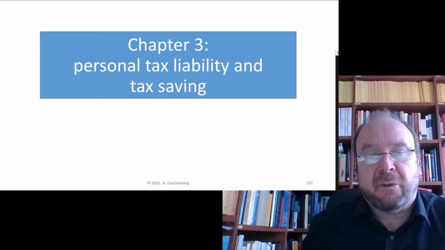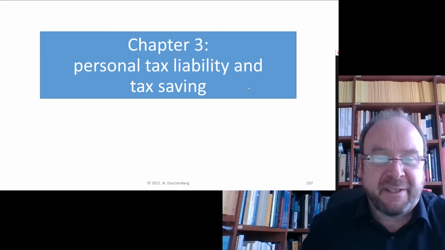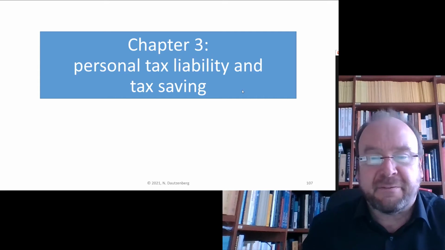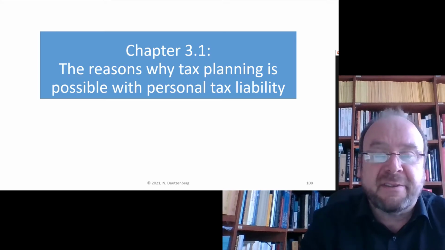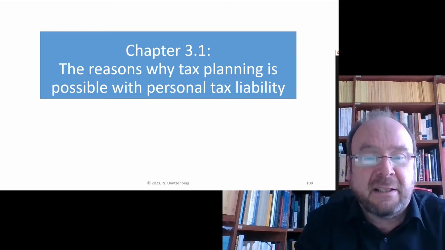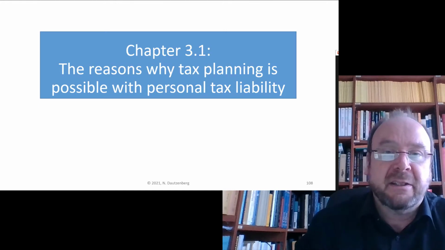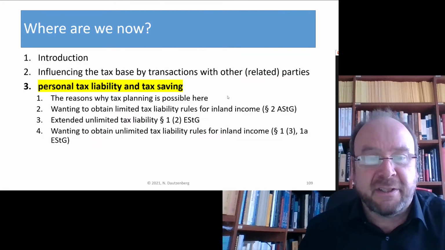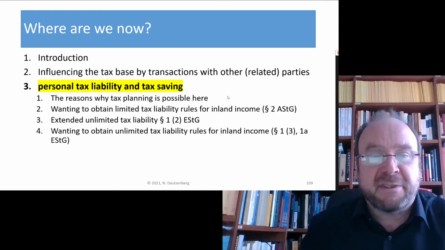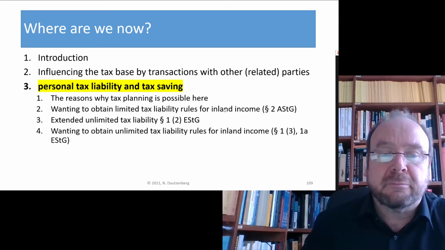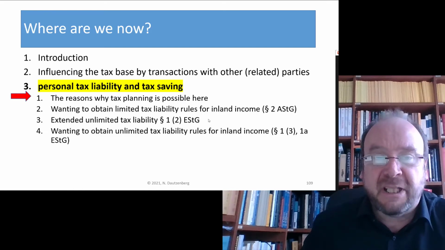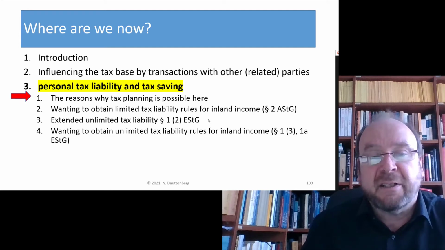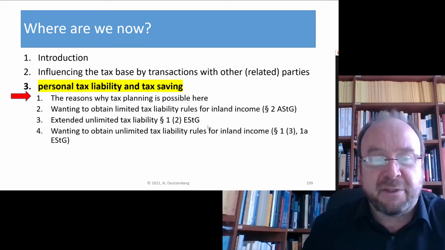This is now a chapter, or a longer chapter, on personal tax liability and the possibilities of tax saving in that context. Well, the first thing is the reasons why personal tax liability and tax planning have something to do with each other. We are here at the moment, third chapter. After the measures where we can influence the tax base, now we think about the rules for how we can tax the tax base, so personal tax liability.